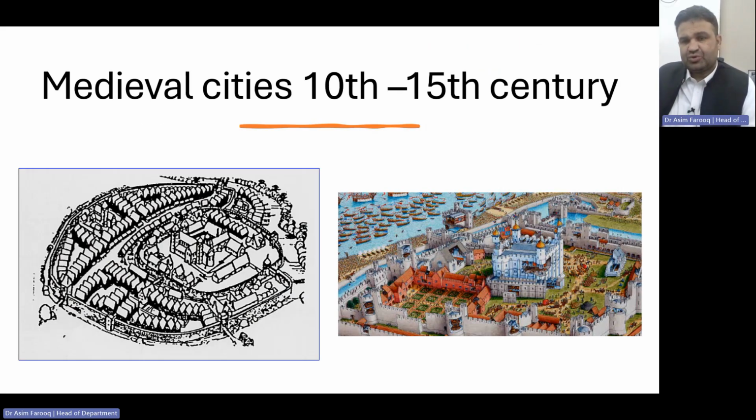Medieval city, which took place in the 10th to 15th century. At that time, those cities were built on two concepts to accommodate more people. And of course, that was a time when there was an increase in the importance of trade and handicraft, and the royalty concept was also introduced.